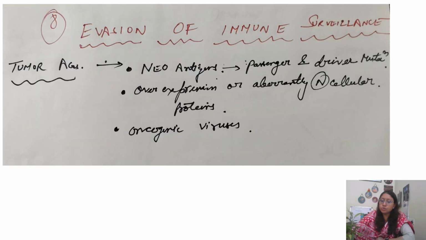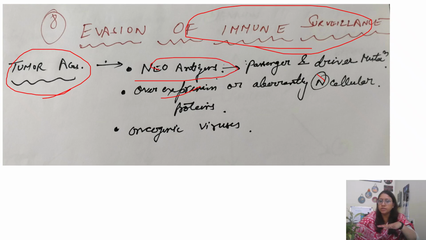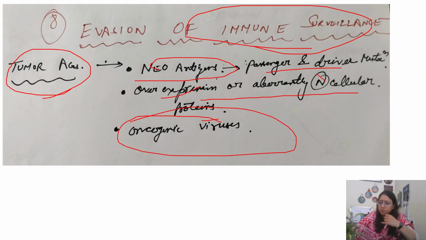The last point of the hallmarks of cancer is your evasion of immune surveillance. So tumor cells are so confident and so capable that they release your tumor antigens, against which our body's cells then have to work. So tumor antigens, basically three: neo antigens, which are produced as passenger and driver mutations; then overexpression or aberrant expression of normal cellular proteins; and some oncogenic viruses also keep on producing these tumor antigens.